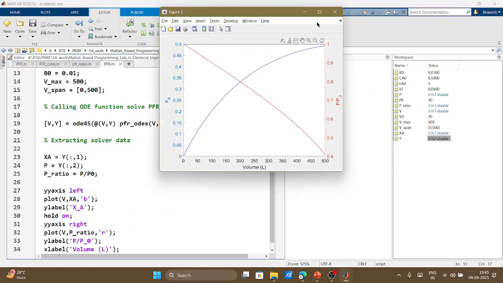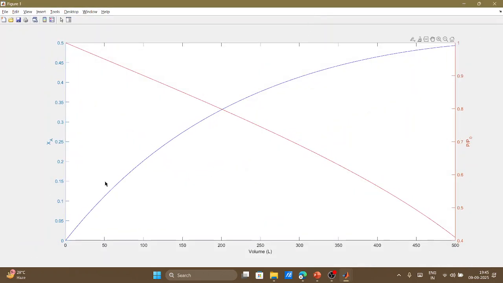So you can see now I have two separate left and right y-axes, right? My x-axis is common for both, which is volume, but my left axis contains the conversion XA and my right axis contains the ratio. Now they are on different scales, so you can see it's more zoomed out compared to the previous plot, right? And if I want, instead of the ratio, I can put the pressure values also. So I will see the variation in both of them without them affecting each other's plots. And then at 250 you can take out what is the conversion and what will be the ratio of the pressure value.